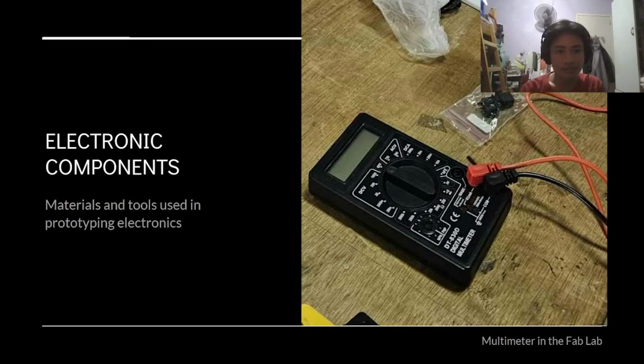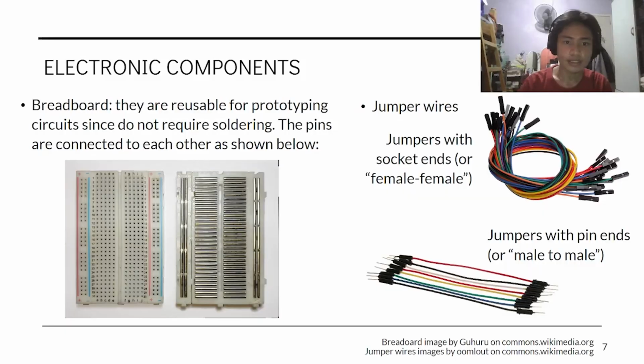Now here are the components we're going to be using in prototyping electronics. A breadboard. They are reusable for prototyping circuits since they do not require soldering. The pins are connected to each other as shown below. Others are jumper wires: jumpers with socket ends, the female, or jumpers with pin ends, or male to male.